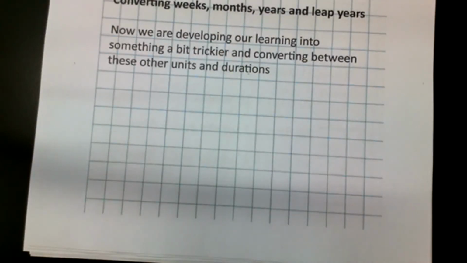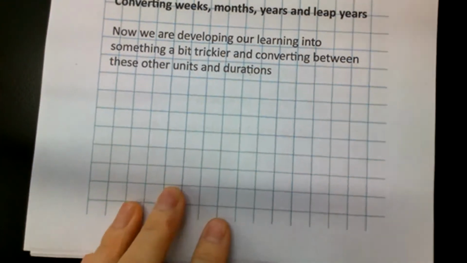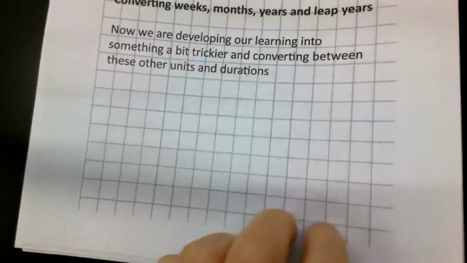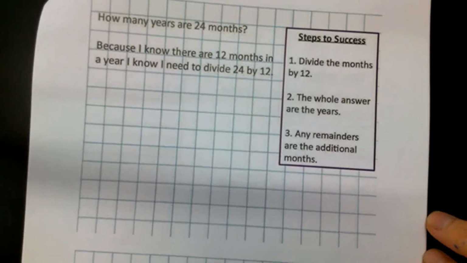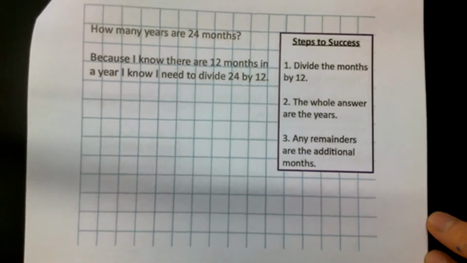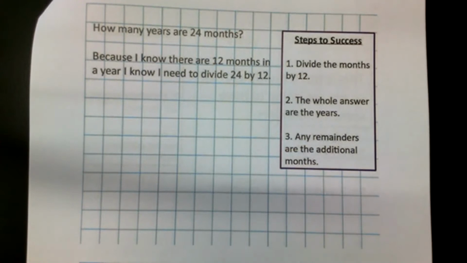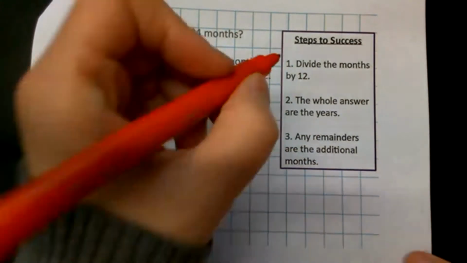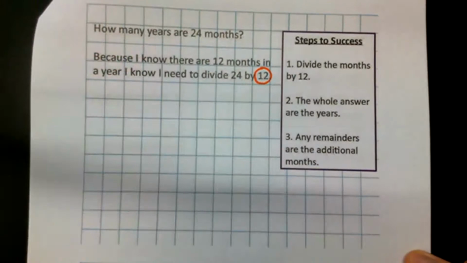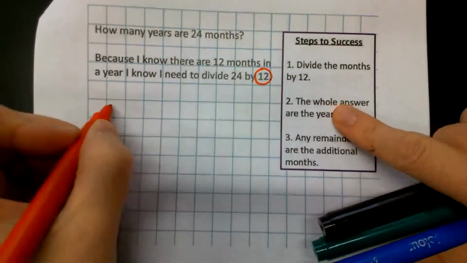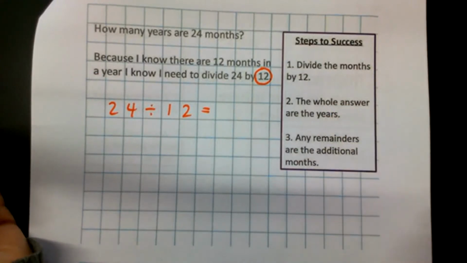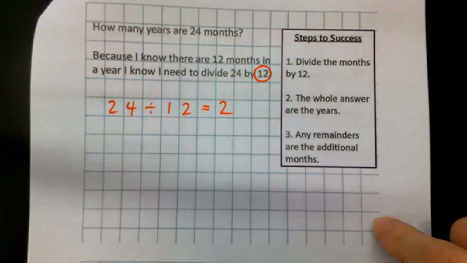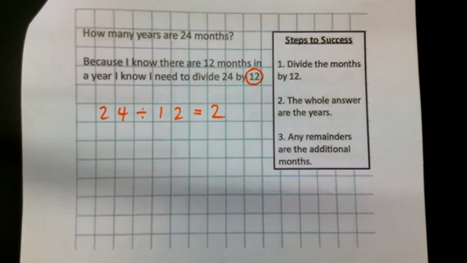Great, so now we are going to develop our learning into something a little bit trickier. And we're going to convert between other units and durations. We're going to be converting between weeks, months, years, as well as leap years. So let's take a look. Because there are 12 months in 1 year, I know that I need to divide the number of months by 12. So here I need to find how many years there are for 24 months. And I can quite simply divide 24 by 12. Again, if you are very confident with your times tables, then you will not struggle with this at all. 24 divided by 12 equals 2.